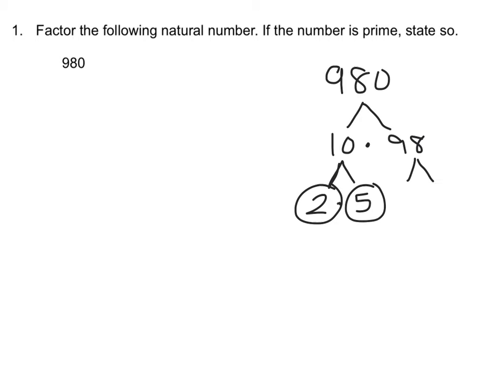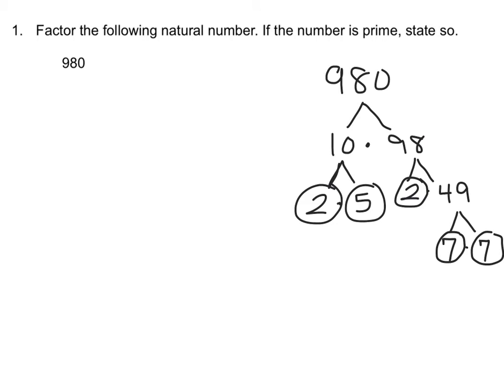Now I want to factor 98. I know that 2 times 49 is 98. And 2 is a prime number, so I'll circle it. Now I want to look at the factor 49. 49 can be factored into 7 times 7. And 7 is also a prime number, so I'll circle those factors to indicate that they're prime numbers.